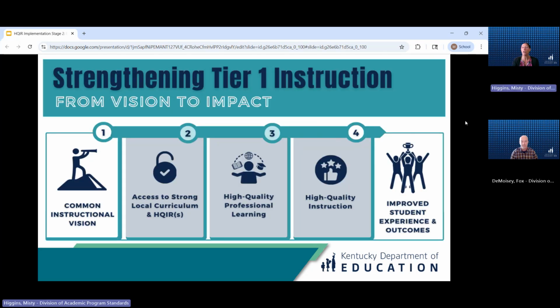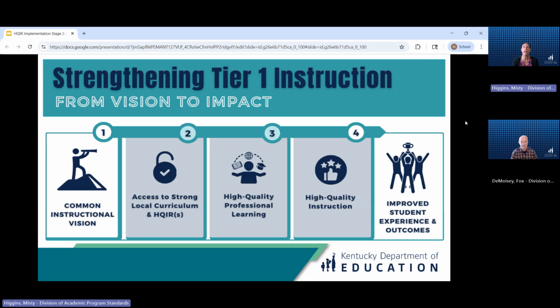We want to start by anchoring in the visual you see here on the slide that highlights the four key elements needed to help strengthen Tier 1 academic instruction. It starts with the first key element of having a common instructional vision in place for a content area, and it moves all the way to the ultimate impact that we would want to see from that, which is an improved student experience and outcomes.